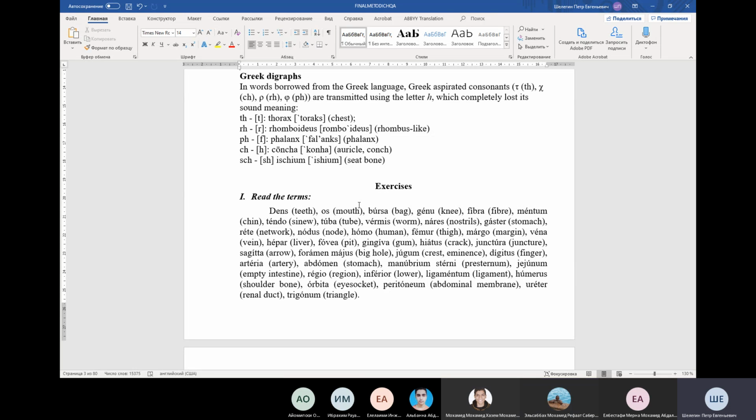Femur. Nope, don't make them soft, make them hard. Femur. Margo. Vena, correct. Heber. Fovia. Fovia.